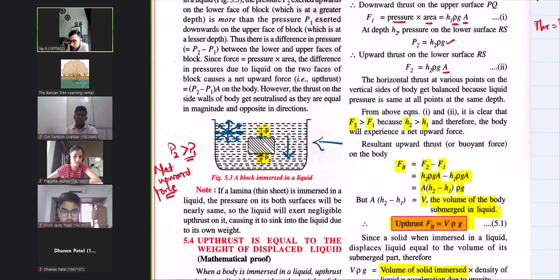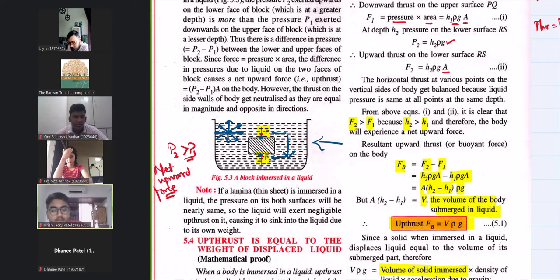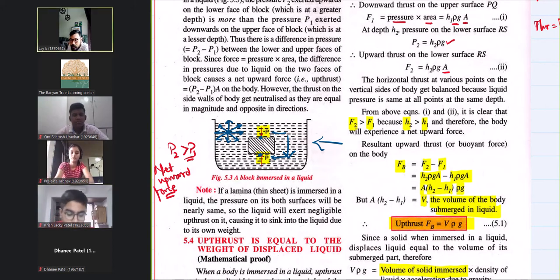So which point is at a greater depth, P1 or P2? Yes, exactly, P2 is at a greater depth. So the point which is at greater depth will have more force. Whose force? The fluid's force. Now tell me, what is the direction of force at P1?